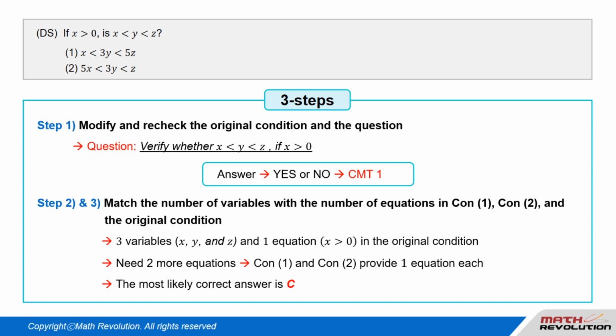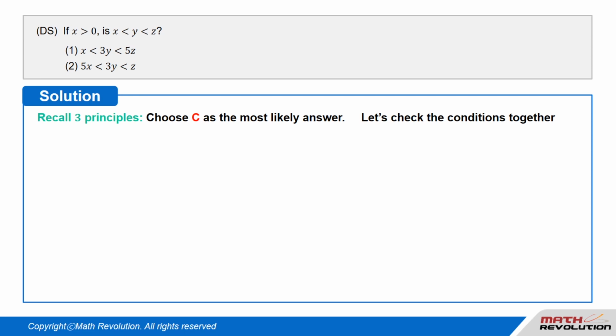From the original condition, we have 3 variables, x, y, and z, and 1 equation, x is greater than 0. To match the number of variables with the number of equations, we need 2 more equations. Since conditions 1 and 2 will provide 1 equation each, C would most likely be the answer. Recall 3 principles and choose C as the most likely answer. Let us take a look at conditions 1 and 2 together.